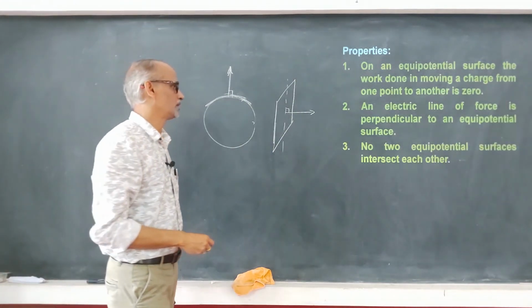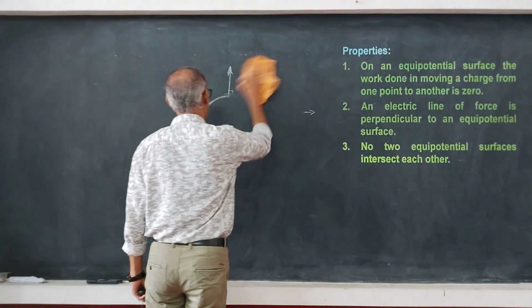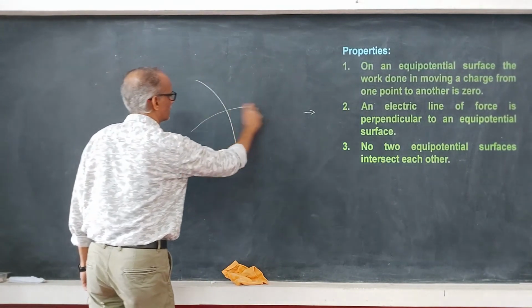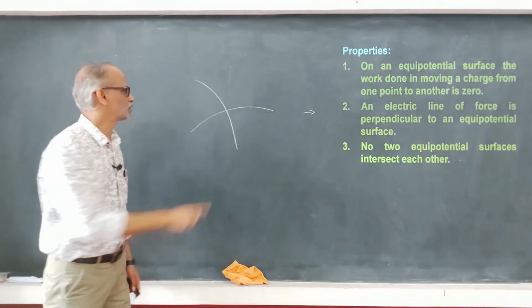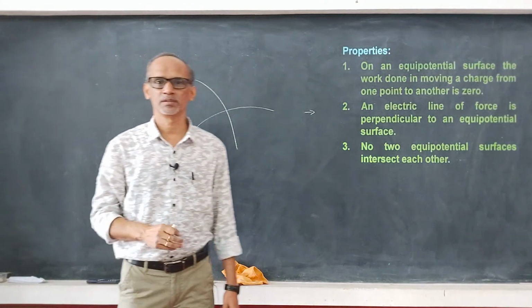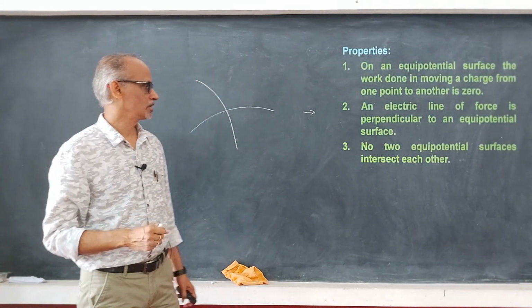And the third one, no two equipotential surfaces intersect each other. So, if this is one equipotential surface, there is no overlapping of two equipotential surfaces. They do not intersect each other. So, this is another property of equipotential surface.